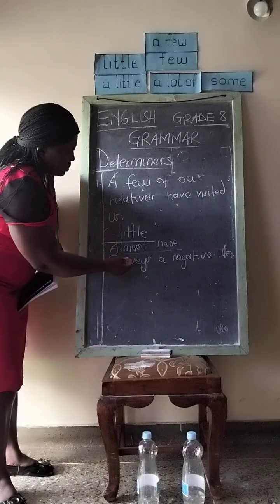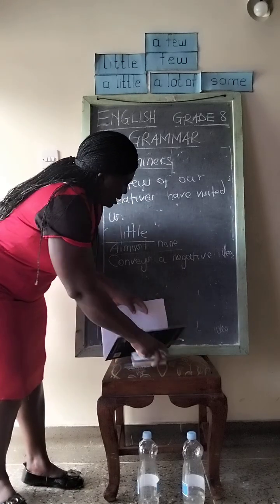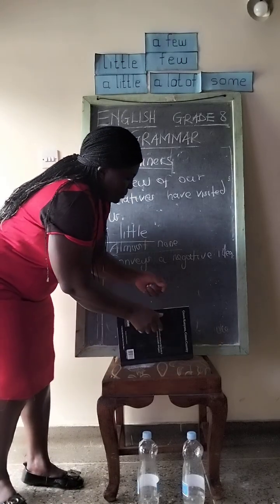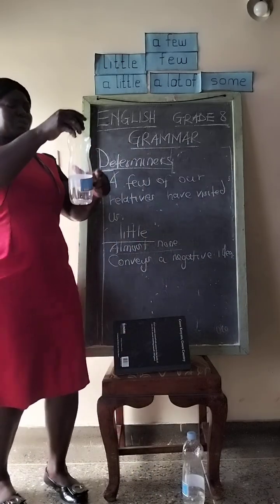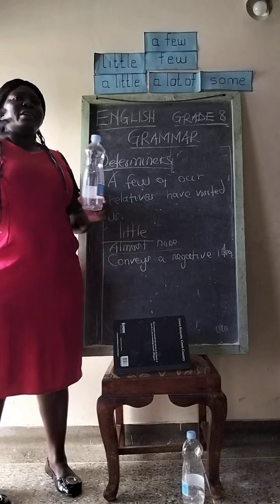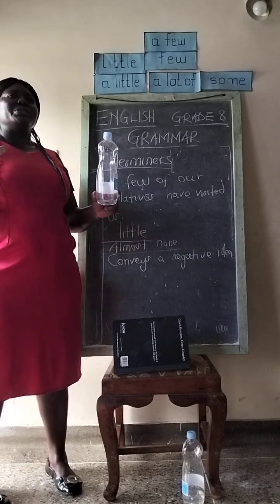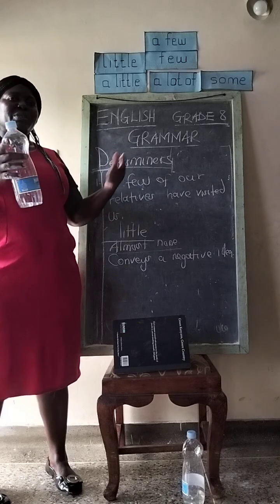How do you use it in a sentence? Now let me show you the difference between little and a little. I have 2 bottles of water here with me. So when I say I have little water, let's say we have gone for camp and you realize you didn't even carry a bottle of water and I carried, so you are asking me for water. Then I tell you I have little water.